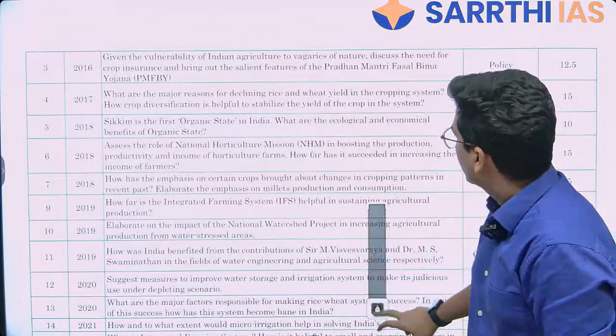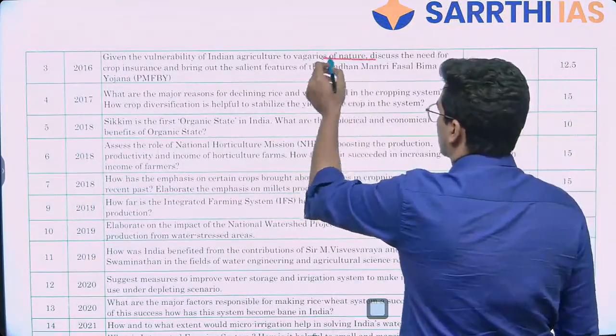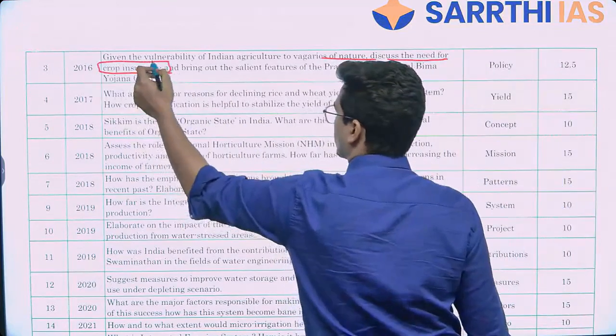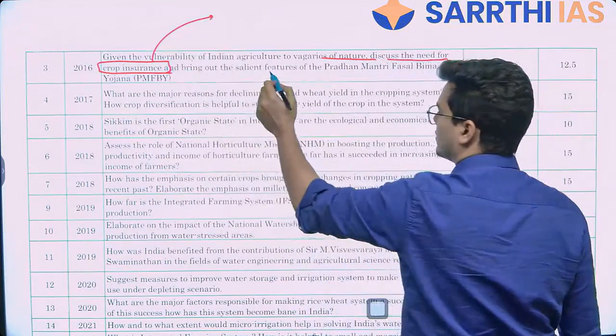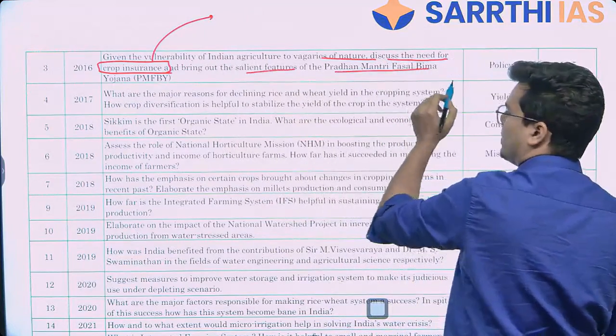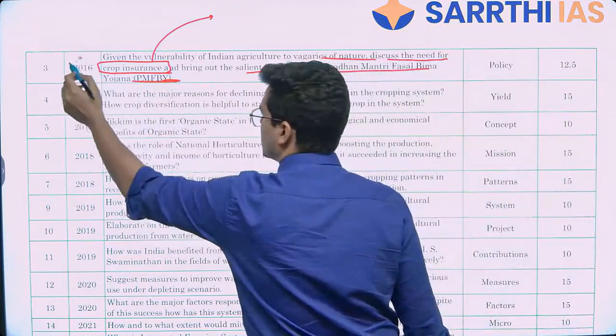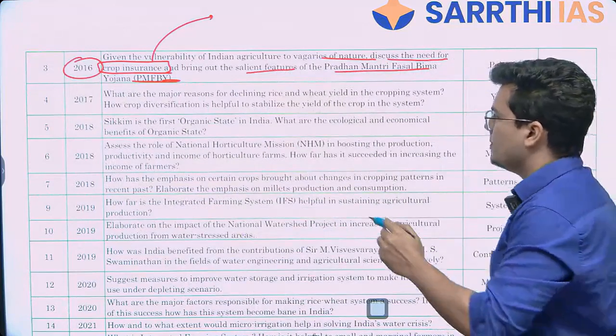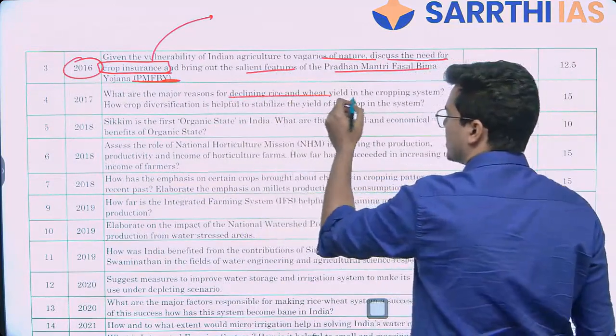Vulnerability of Indian agriculture to the vagaries of nature. Discuss the need for crop insurance. तो क्रॉपिंग सिस्टम्स में ही क्रॉप इंश्योरेंस एंड सेलिएंट फीचर्स ऑफ PM Fasal Bima Yojana, also asked in 2016.